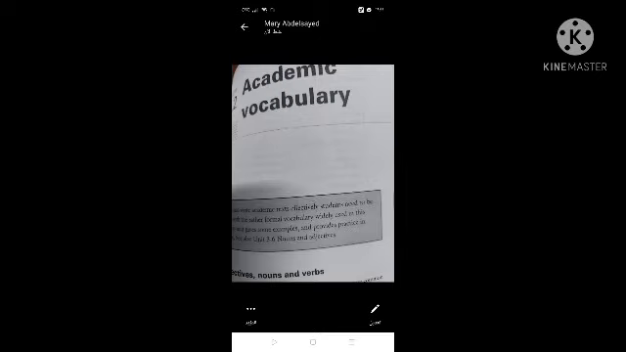So, on page 183, you have a very useful table with special words and verbs that you have to know very, very well, and be able to use each time you are writing academically.